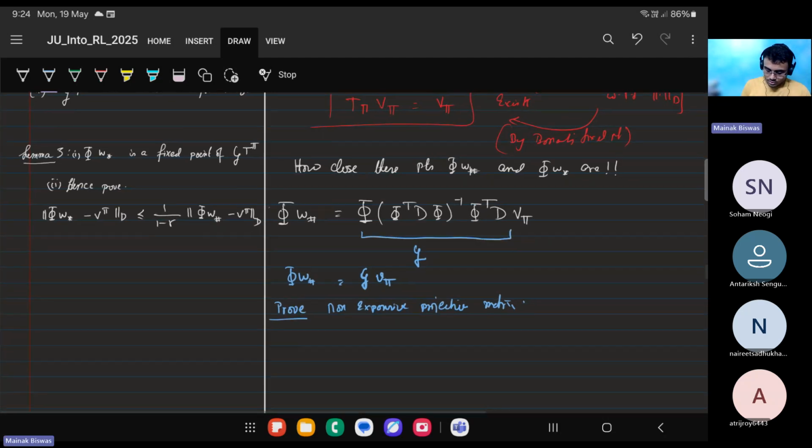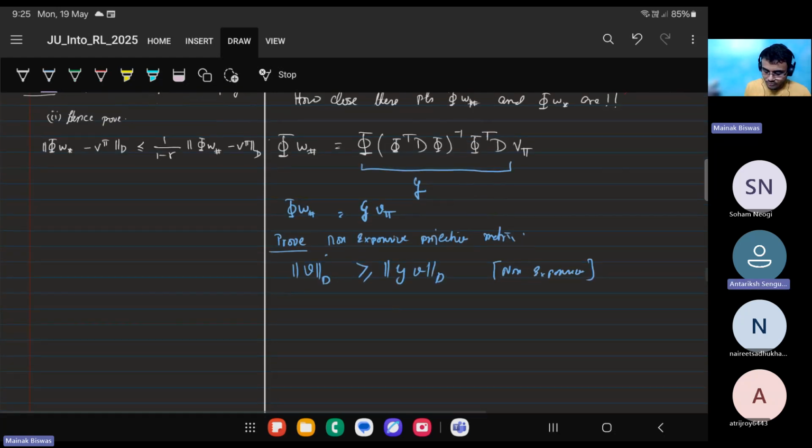Okay, so what was the agenda? What is non-expansive again? Do you remember? We have to show that the norm of v is greater than or equal to the norm of Gv. Yes or no? This is what we have to show by non-expansive. Now tell me, how do I show this? This is a very, very common way of showing things. You prove a lot of theorems in linear algebra by doing this trick. So I'll start from v pi.